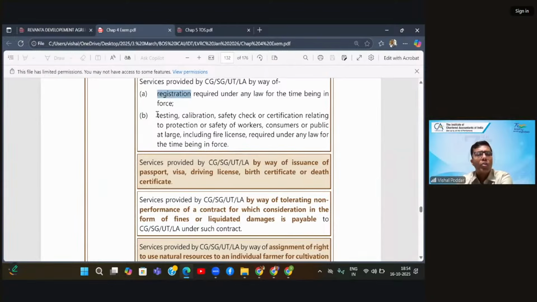Secondly, where you have to take a certificate of testing, calibration, safety check relating to protection of your workers, consumer, publics, including fire licenses.